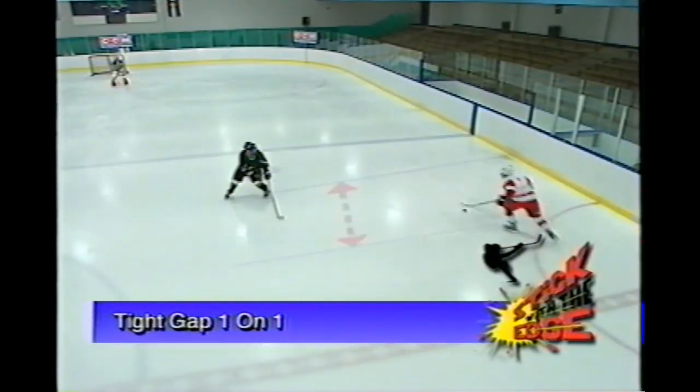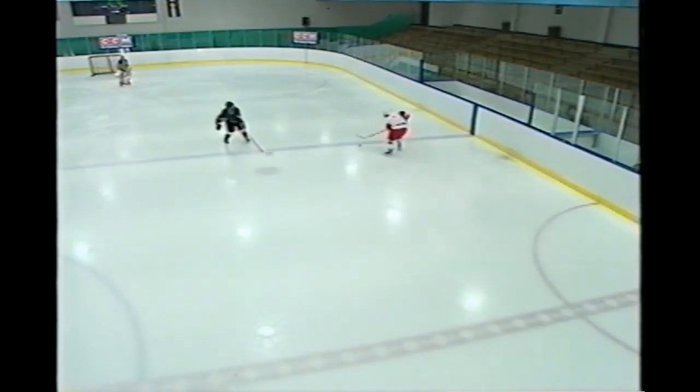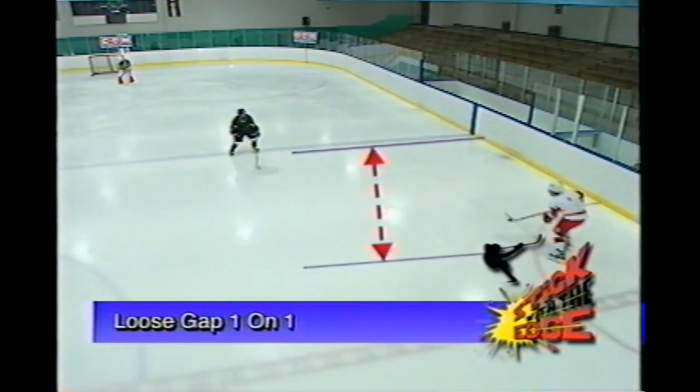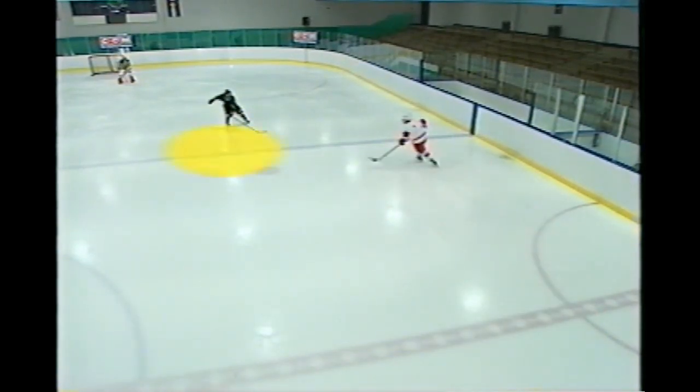Here's a one-on-one where the defensive player is holding a tight gap. The puck carrier drives for the open space behind the defenseman. Here's a one-on-one where the defensive player is giving up ice in front and playing a loose gap. Now the puck carrier drives for the open ice in front of the defenseman.